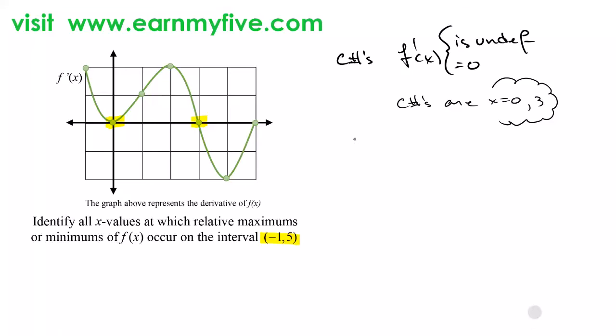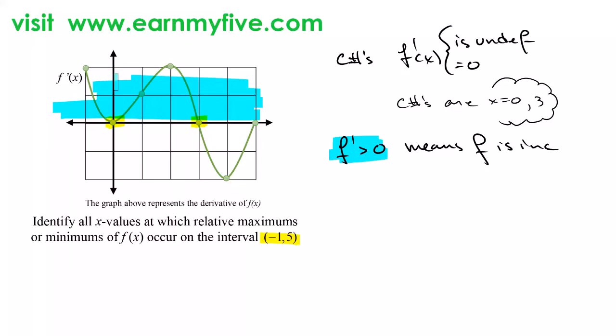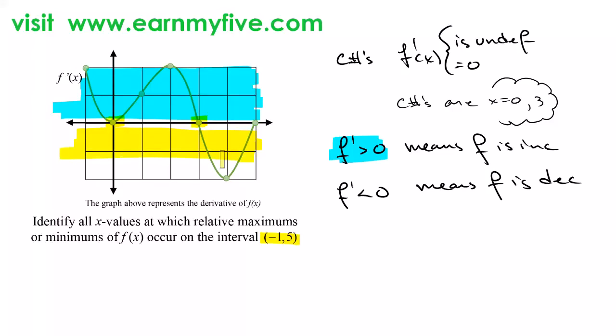Now, the next thing we need to do is work on identifying maximums and minimums. And it's good for us to remember, in order to do that, a couple bits about f prime of x. When f prime is greater than 0, that means that f is increasing. Well, f prime being greater than 0, that's going to happen anywhere above the x-axis here in this graph. So all of those are positive values of f prime of x. Likewise, f prime being less than 0 means that f is decreasing. And that's going to happen in the lower half of this graph.